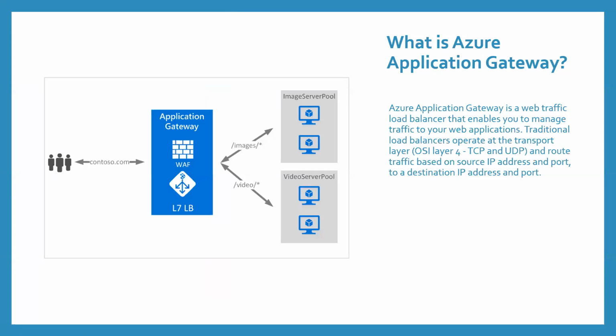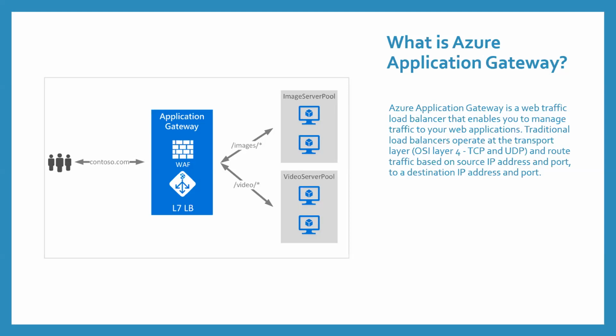What is Azure Application Gateway? Azure Application Gateway is a web traffic load balancer that enables you to manage traffic to your web application. Application Gateway can make routing decisions based on additional attributes of an HTTP request, for example, URI path or host headers.